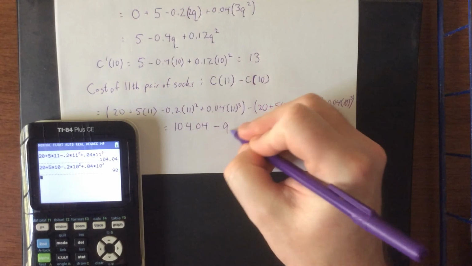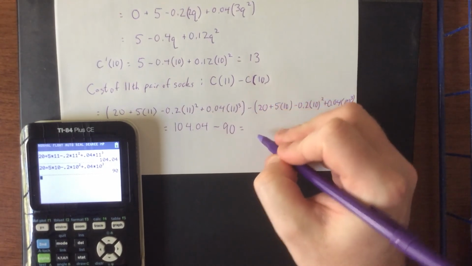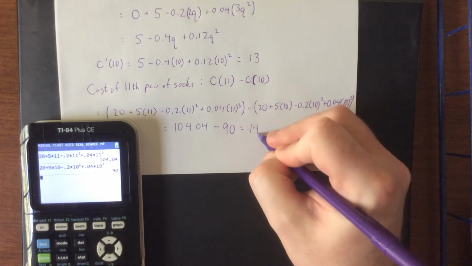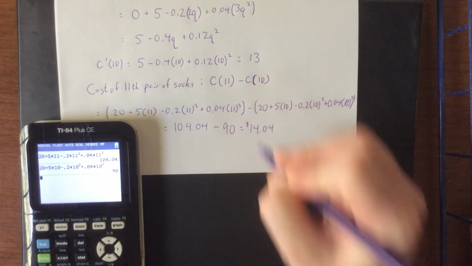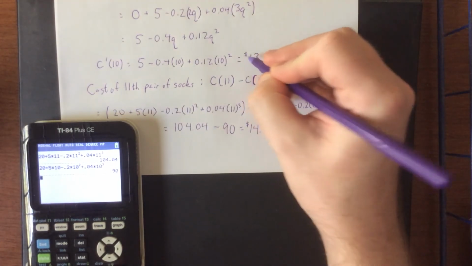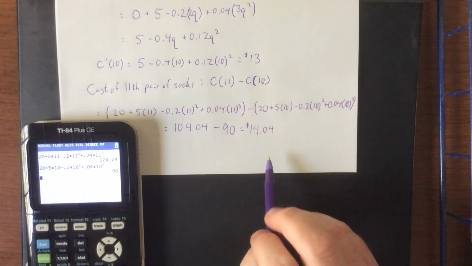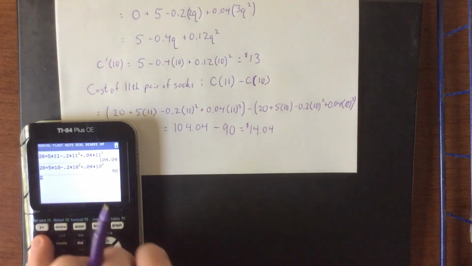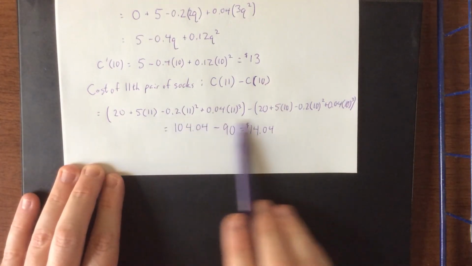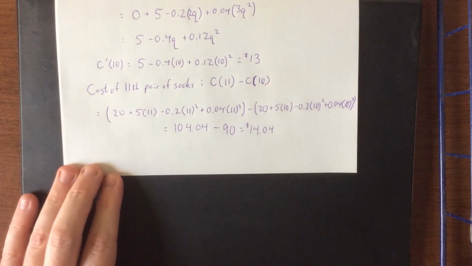So it looks like the actual cost of producing this many pairs of socks would be about $14.04. So the marginal cost that we got was $13, whereas the actual cost is about $14.04. Again, this is an approximation. It's not supposed to be exactly there. This approximation was off by about $1, so maybe not that great an approximation, but still allows you to interpret something where if you don't have access to a calculator, that becomes rather complicated to say the least.